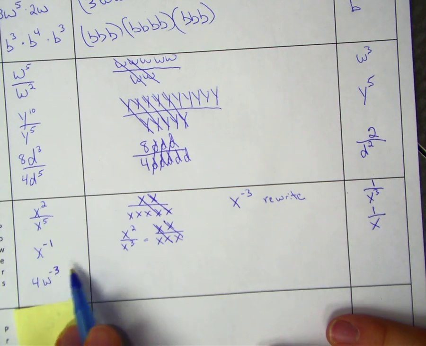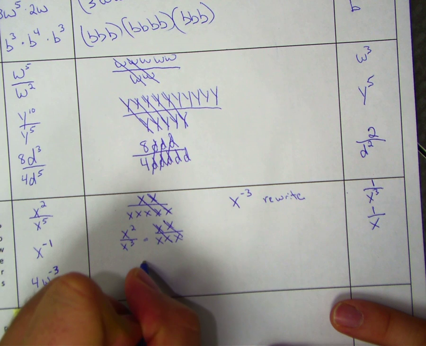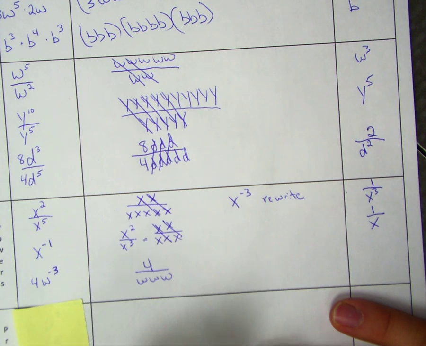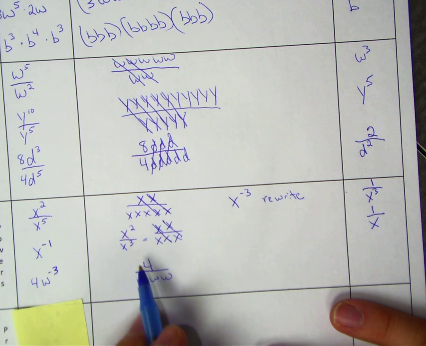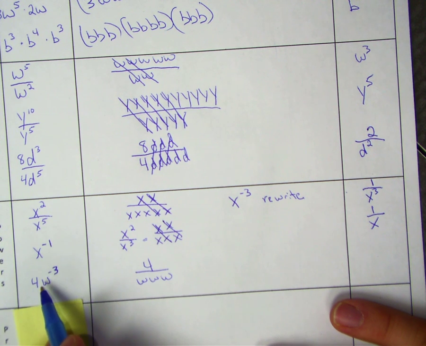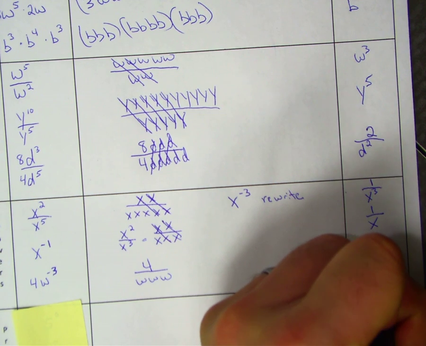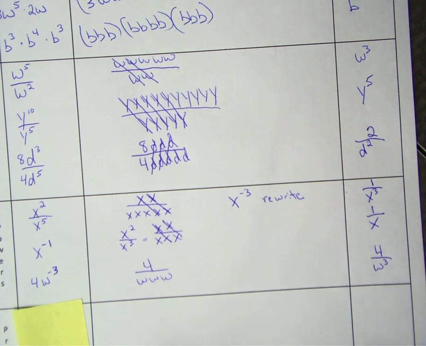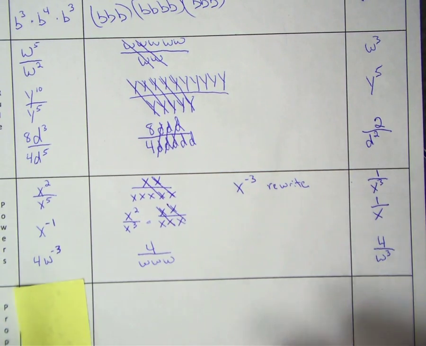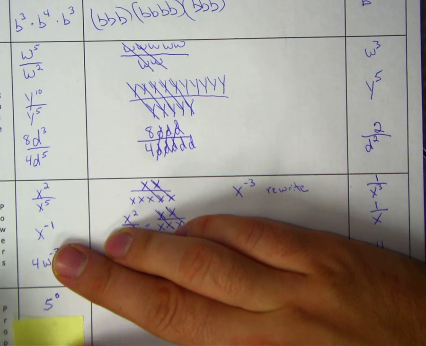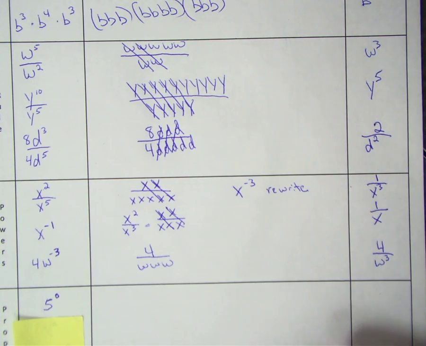4w to the negative third. If we were to take this one, we'd have 4, and then we could put those 3 w's in the bottom to make them positive. But the 4's got to stay on top because it doesn't have a negative exponent. So that's going to leave us with 4 over w to the third power. So those are negative exponents. Pretty quick. Let's go ahead and talk about the zero product property.